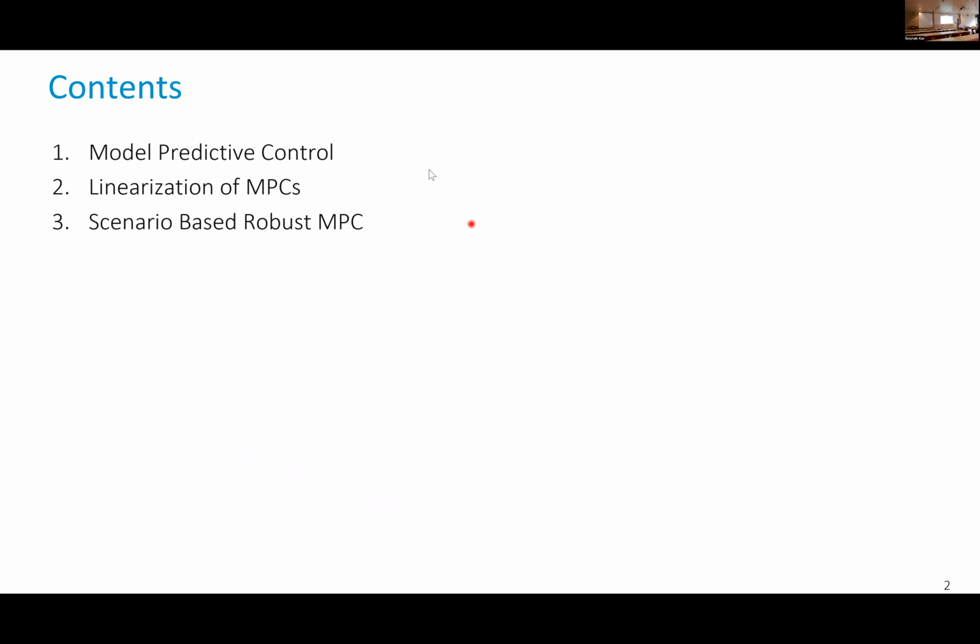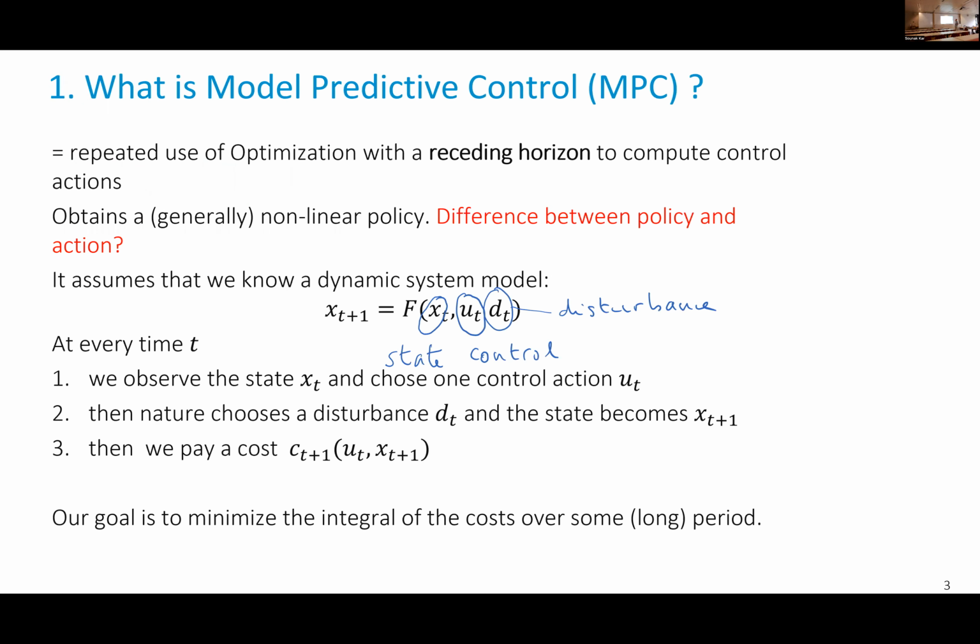So we'll say a few words about model predictive control, and we'll discuss also some of the tricks and the practical hurdles that come when we have to program the model predictive control. And then we'll look at what is really interesting, if we want to be extremely robust, which is called scenario-based model predictive control.